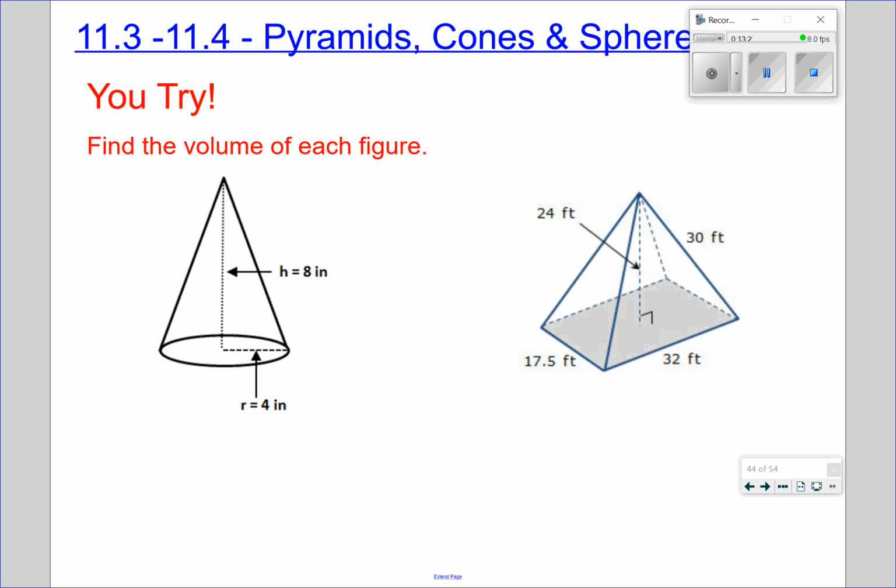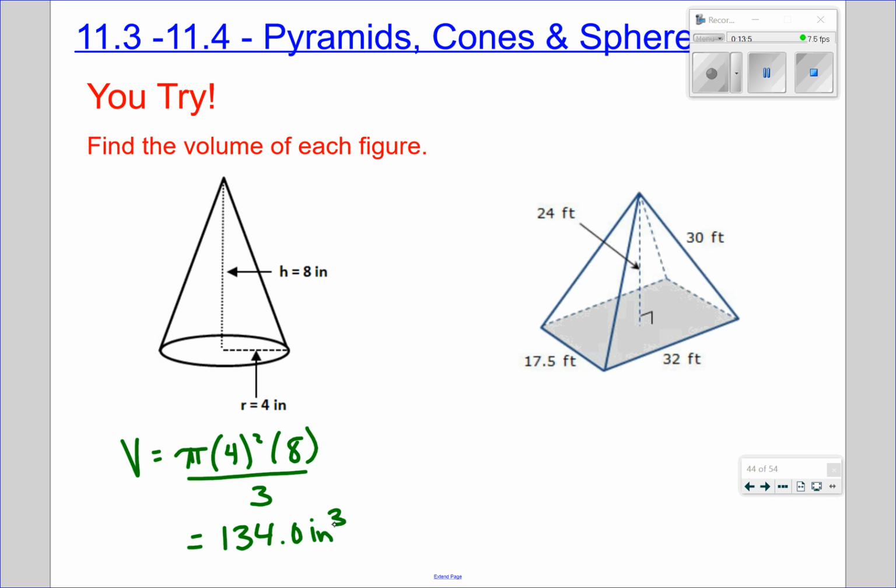Okay, if you've worked through these ones correctly, for this first one, your volume would be pi times a radius of 4 squared times your height of 8, all divided by 3, which should then give you 134.0 cubic inches. So make sure you got that. You could also write this here as 16 pi times 8 and then divide it by 3. However you proceed through your problem is fine.